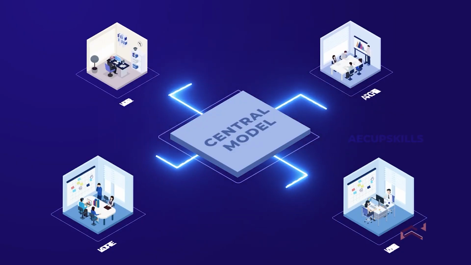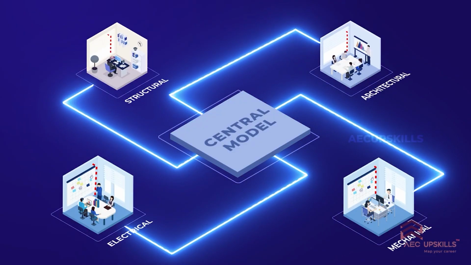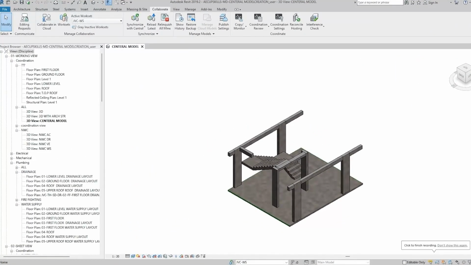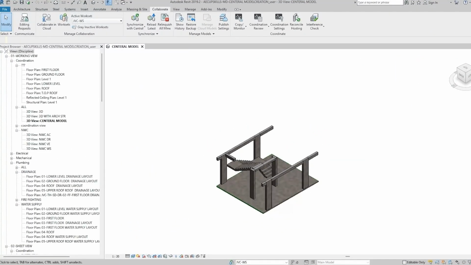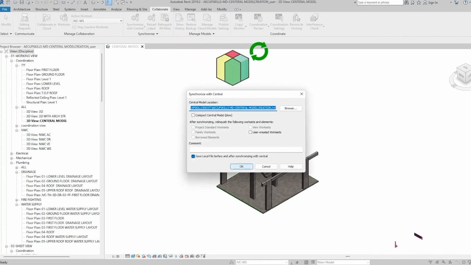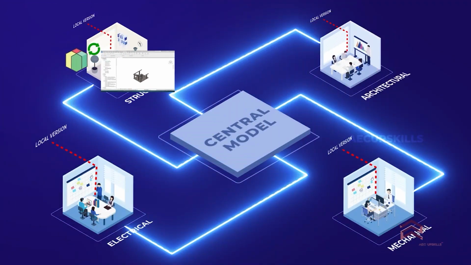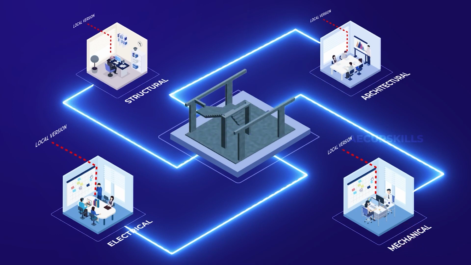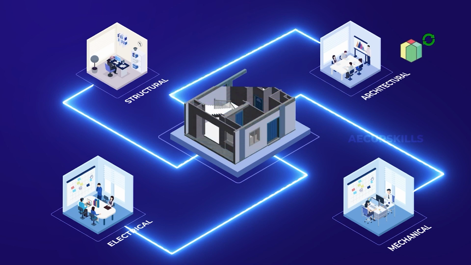When the central model is accessed by the user, a local version of the central model is created on the user's device. The user will then make the necessary changes to the local model. Finally, the changes will be updated from the local file onto the central model by synchronizing the local and the central models. Now, synchronizing is simply the process of saving the changes made in the local files onto the central model. After synchronizing is complete, all the users will be able to access these new changes on the central model.